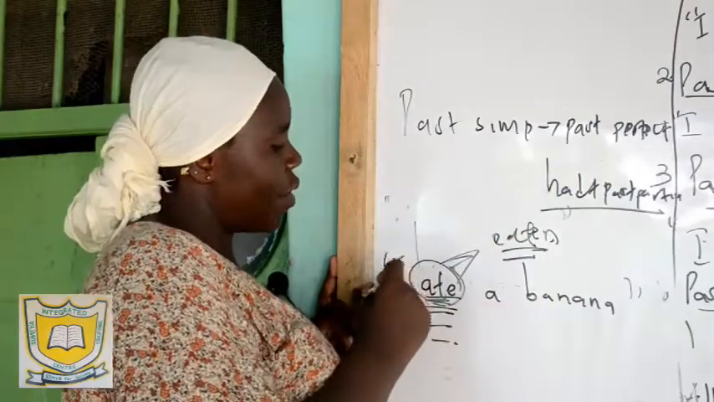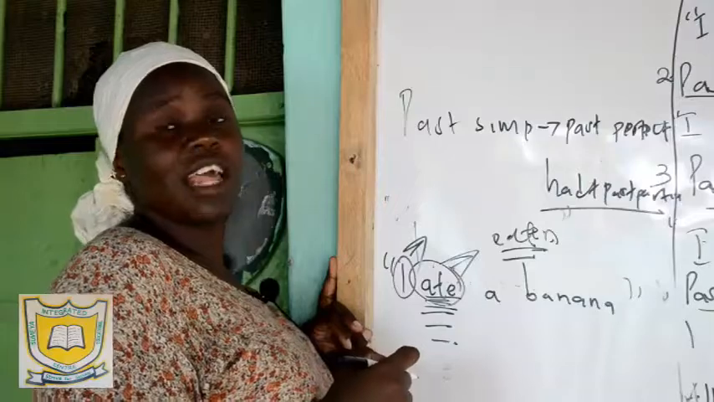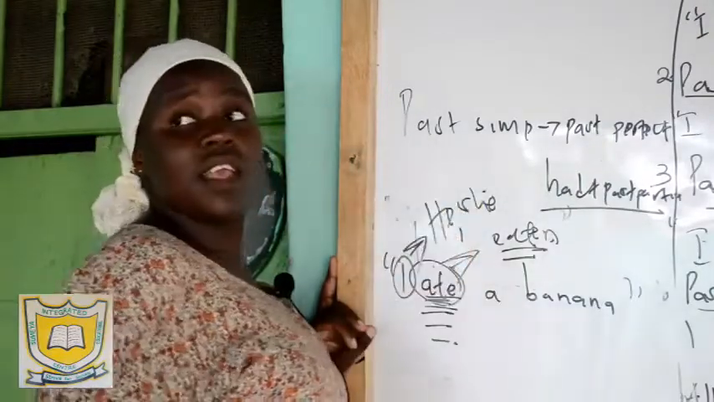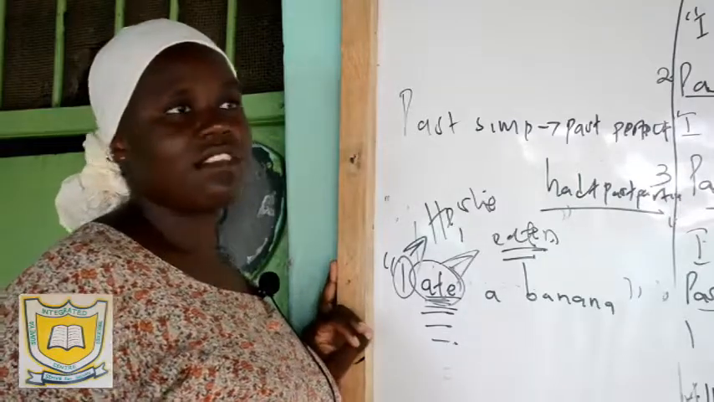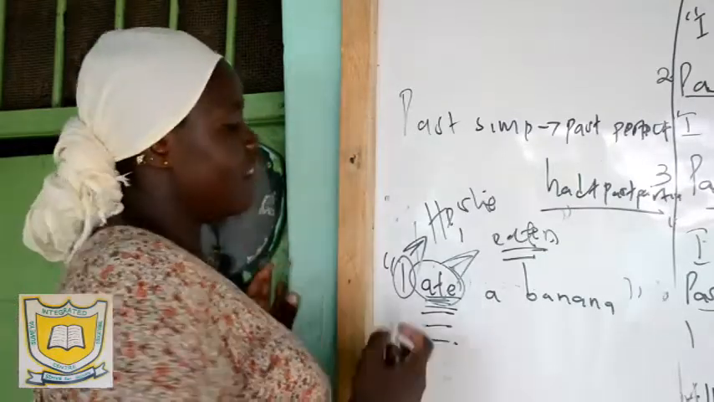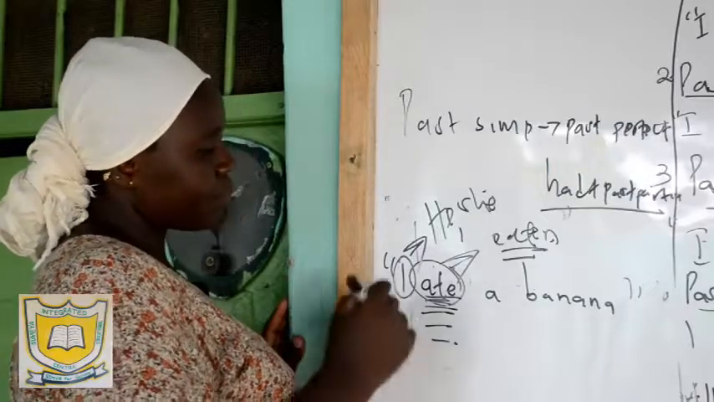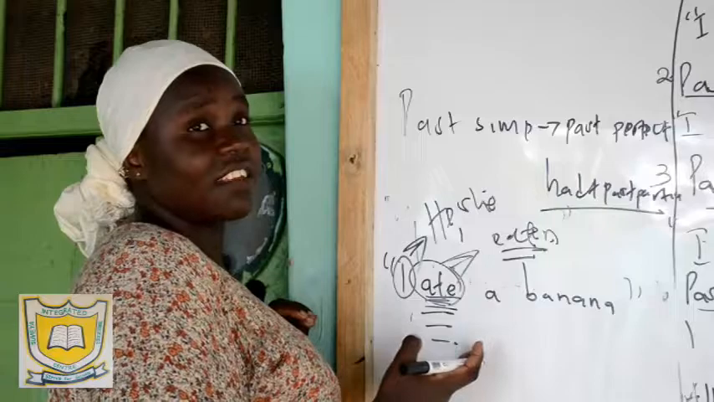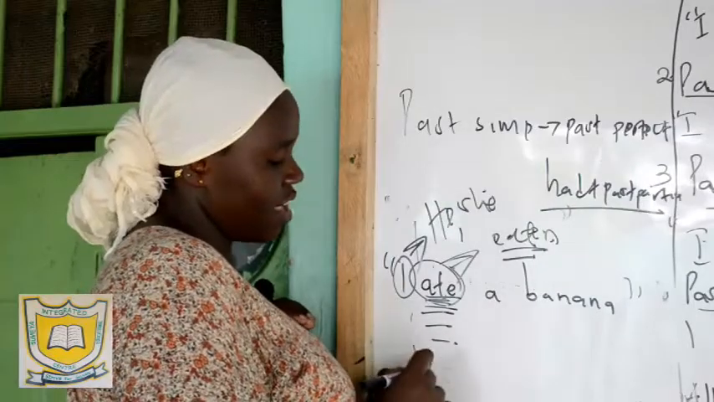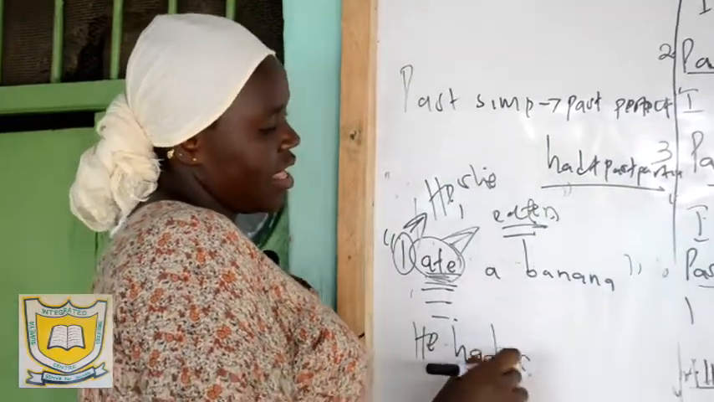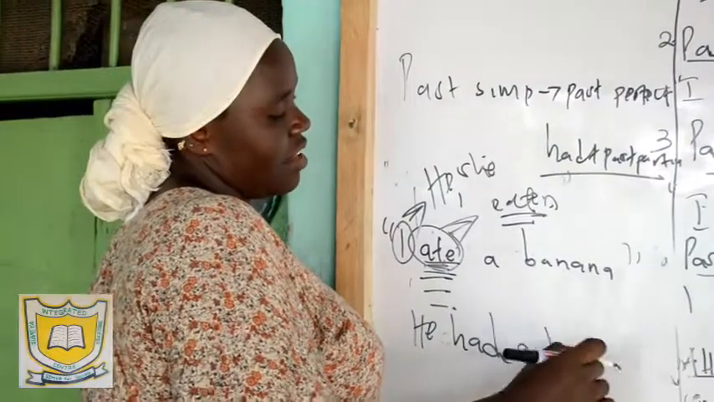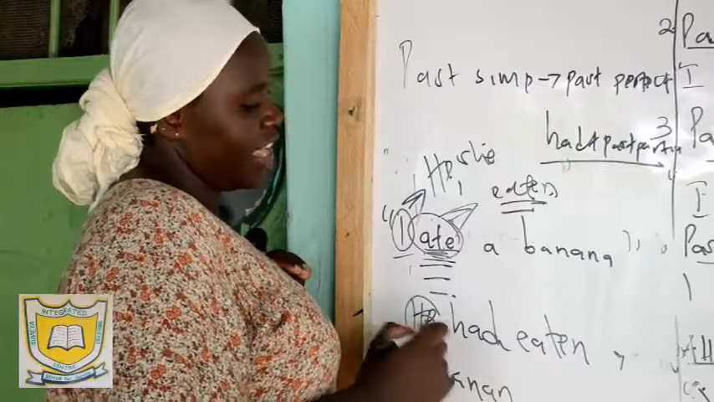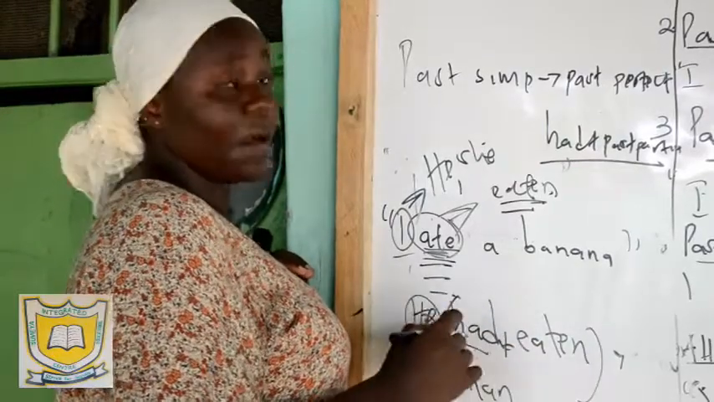Eaten. Now you have I. We said I from direct speech changes to he or she in the indirect speech. It depends if it is female or if it's male. So I say I ate a banana. So I'm changing this sentence from the direct speech to the indirect speech. I'm going to say he had eaten a banana. So I changed I to he, and then I changed this to the past perfect tense.